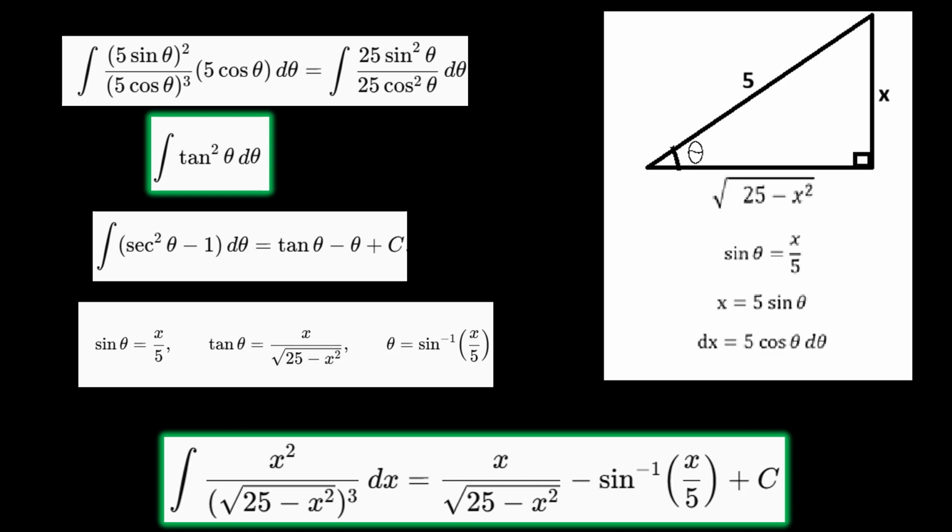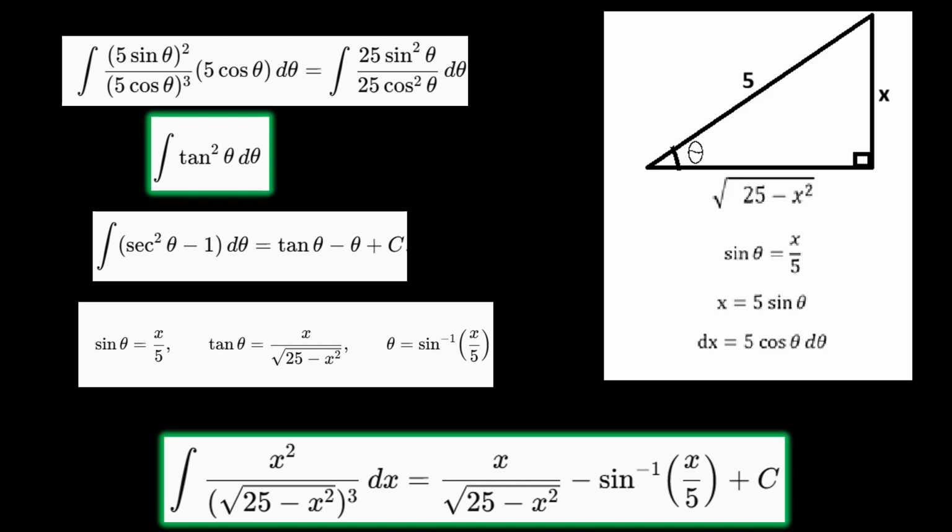One problem. We're still in terms of theta. Let's use our triangle and back out of thetas and go back to x's. So whenever I see a tangent of theta, well, I need to go back to my triangle and use the opposite over the adjacent, which is x over the square root of 25 minus x squared.